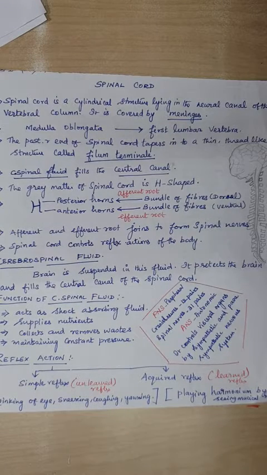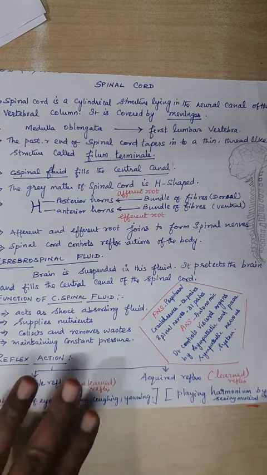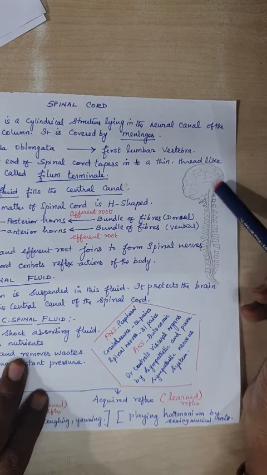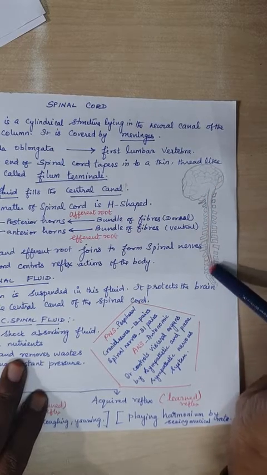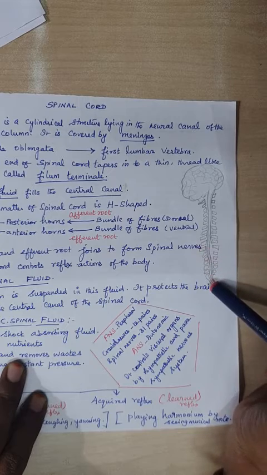Dear students, we have seen the structure of the brain under the central nervous system in the last class. We are going to see the spinal cord now. The spinal cord is a cylindrical structure lying in the neural canal of the vertebral column. You can see the rough diagram of this. This is the brain. It is continued with the vertebral column. Inside the vertebral column, the spinal cord is seen.